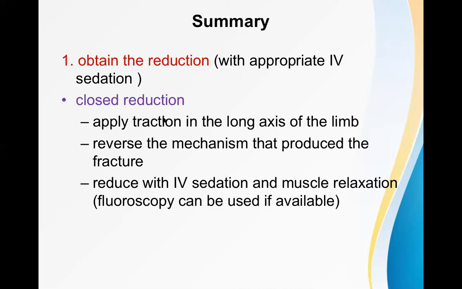Now, first is closed reduction, and this closed reduction is done by application of traction in the long axis of the limb: skeletal traction, skin traction, sliding traction, gallows traction. These are the different examples. Reverse the mechanism that produced the fracture and reduce with IV sedation and muscle relaxation. Fluoroscopy can be used if available. So this is the way of closed reduction, also known as manipulation under anesthesia.